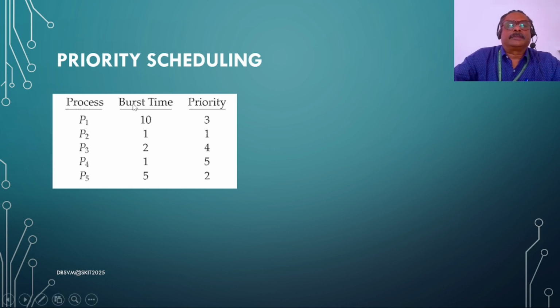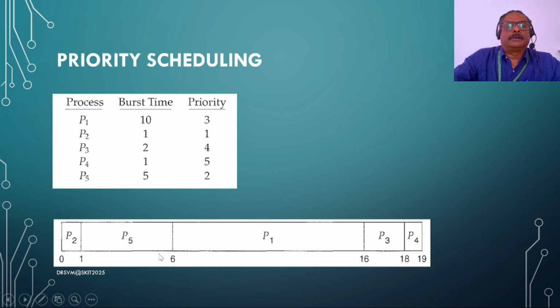So it was first come first serve, but we are now working with priority. That means each process has its own priority. 1 means highest priority and 5 means lowest priority. So whichever process has the least value, that means highest priority, will be given the chance first. Accordingly, P2 should be given the chance first, then P5, then P1, then P3, then P4. So that's what it looks like.